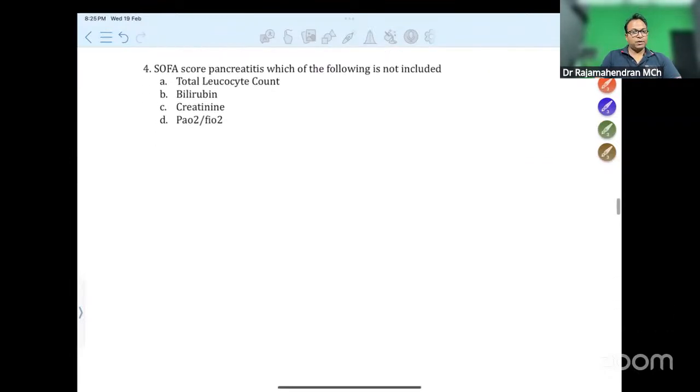So here is a question on the SOFA score in pancreatitis. I don't know whether it is a pancreas-related question or a general surgery-related question, but I have taken the answer from Schwartz. Can you tell me which is not included in the SOFA score?